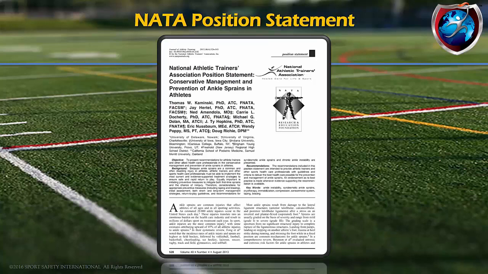This course will review the recommendations of the NATA position statement, Conservative Management and Prevention of Ankle Sprains in Athletes, published in August 2013 in the Journal of Athletic Training.